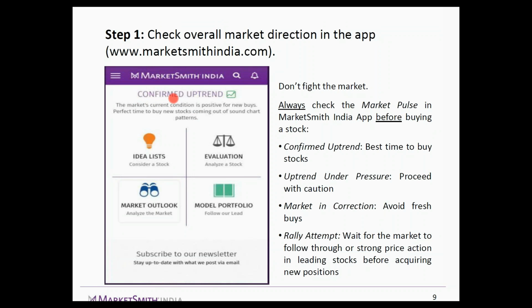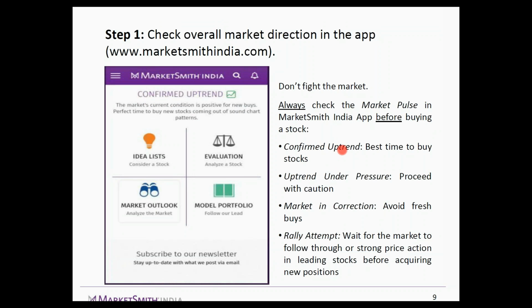At MarketSmith India, we basically follow four market statuses: confirmed uptrend, uptrend under pressure, market in correction, and rally attempt. An investor is ideally expected to take a position in a new stock when the market is in a confirmed uptrend.